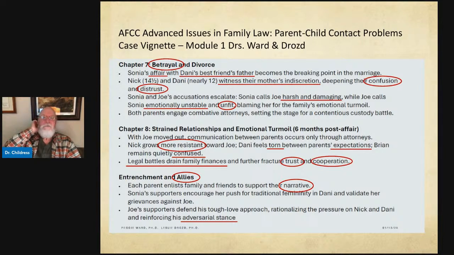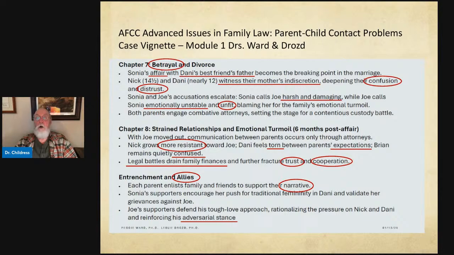And so we have Sonia's affair with Danny's best friend's father. Extremely poor judgment for a mother to have an affair with the father of your daughter's best friend. That's extremely bad parental judgment, consistent with borderline emotional impulsivity. So we're looking at vulnerable dark triad. Both children witness their mother's indiscretion. Oh my goodness, loyalties all over the place, deepening their confusion and distrust. I think those are mild words for it. Confusion. Oh my goodness. The family is just fracturing apart because of the mother's indiscretion of having a sexual affair while she's married to the father.